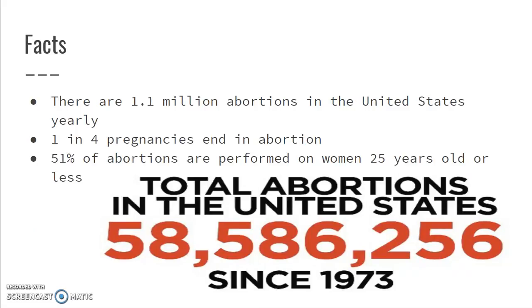Facts about abortion are that there are nearly 1.1 million abortions in the United States every single year. 1 in 4 pregnancies ends in abortion, and 51% of abortions are performed on women 25 years old or less. So that means just over half of all abortions performed are on women who are less than or equal to 20. So that's a very good chunk of the abortions performed.